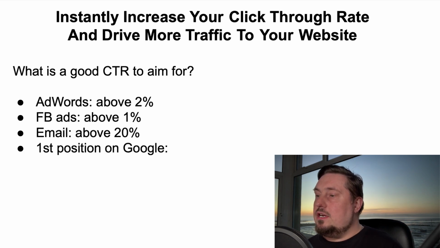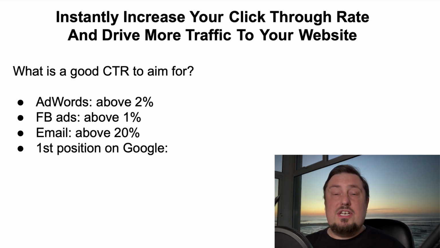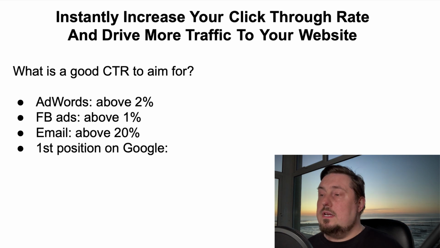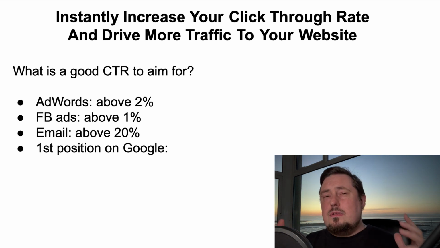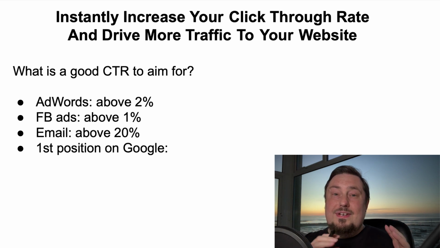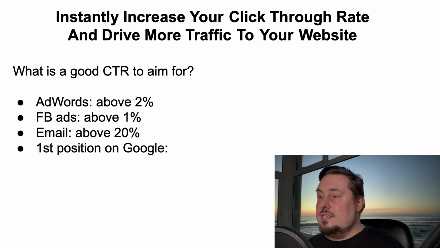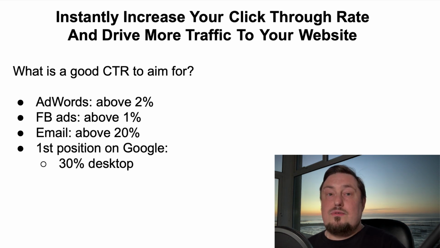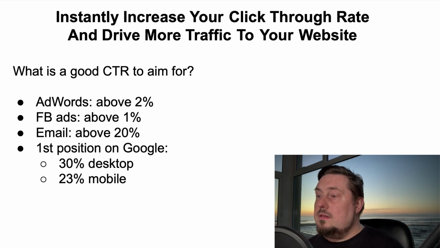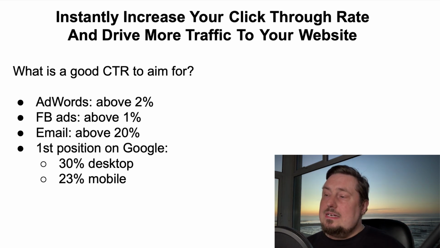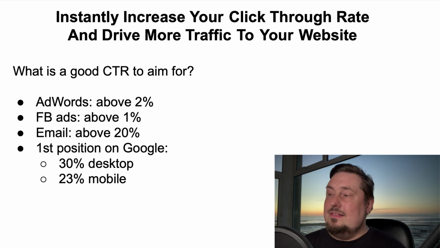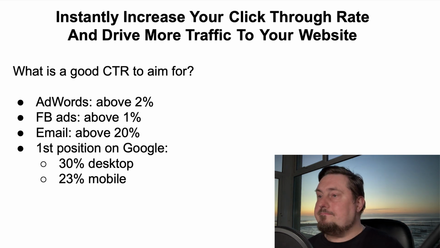Now, interestingly, when it comes to Google, if you hit the first page position, the top rank on Google, the actual click-through rate varies on the device that the surfer is using. So let me explain what I mean by that. So on desktop, the click-through rate is on average 30%, but on mobile, it drops down to 23%. So if you're getting anything above this, the metrics here, you're doing pretty well.